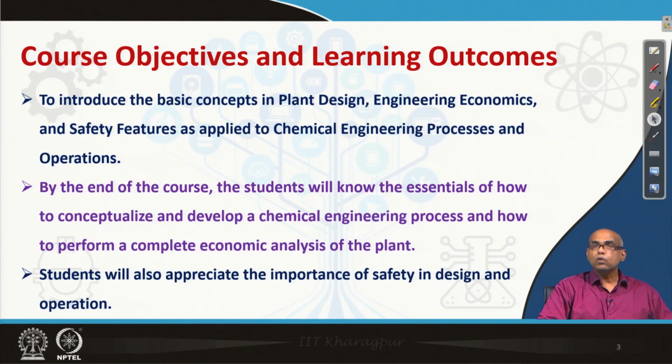So, the course objective and learning outcomes are as follows. We will introduce the basic concepts in plant design, engineering economics and safety features as applied to chemical engineering processes and operations. By the end of the course, the participants will know the essentials of how to conceptualize and develop a chemical engineering process and how to perform a complete economic analysis of the chemical engineering plant. Students will also appreciate the importance of safety in design and operation.